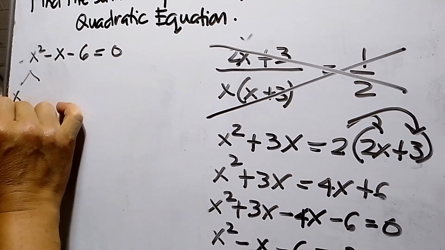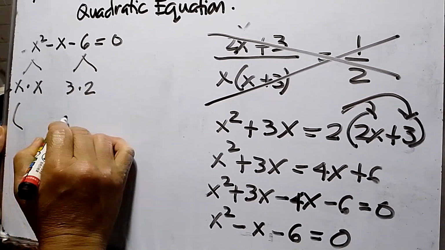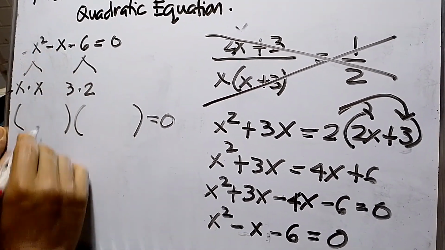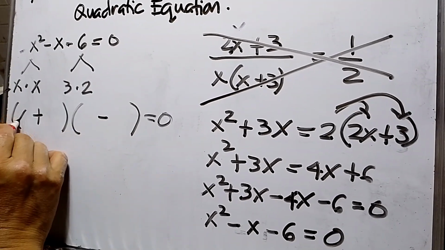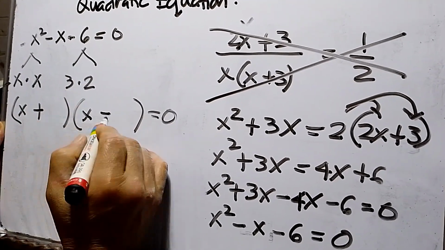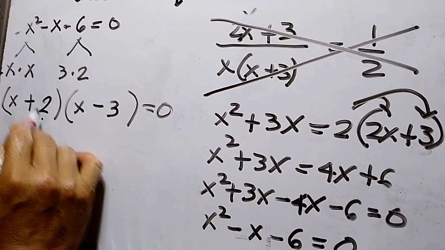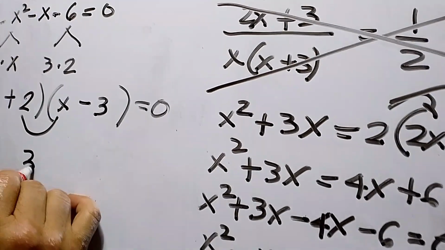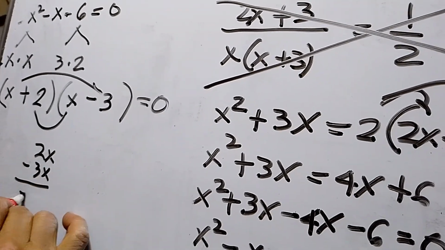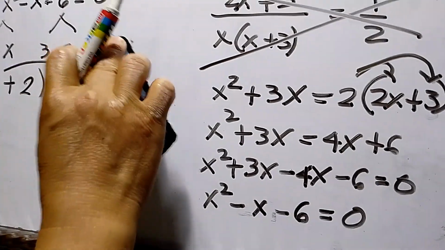So factors are x times x. This one will be 3 times 2. So the same is equal to 0. The last term is having a negative sign, so this will be plus and minus. So I put x in here, also in here. Since negative, 3 is greater than 2. So this will be 3, and then this is 2. Try to check this one if the middle term will come up. So this will be 2x, and then the last term will be negative 3x. So 2 minus 3 is negative x. So therefore this is correct. So factors are also correct.